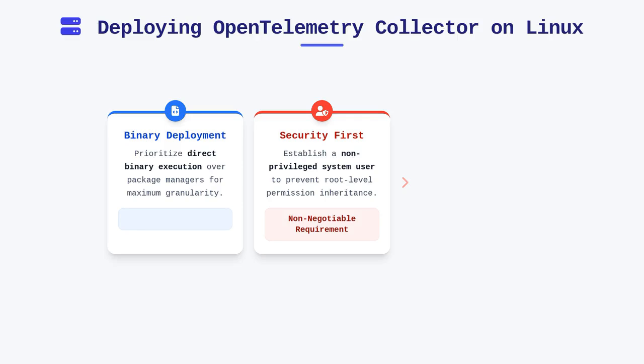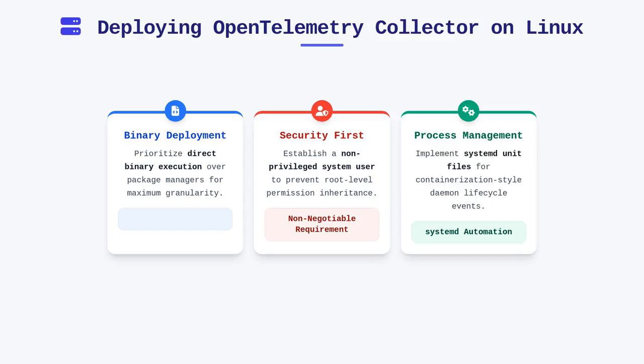The primary objective is to place the executable in a controlled location, typically within standard path variables like /usr/local/bin, while ensuring that the collector runs with a dedicated service account. Establishing a non-privileged system user for the collector process is a non-negotiable security requirement that prevents the telemetry agent from inheriting root-level permissions during runtime.